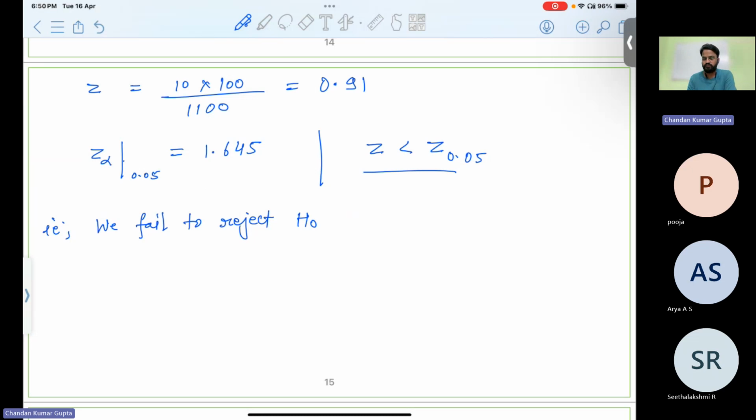Either we fail to reject or we reject. Try to avoid the word accept here for standard notation; otherwise we may write that we accept H naught.